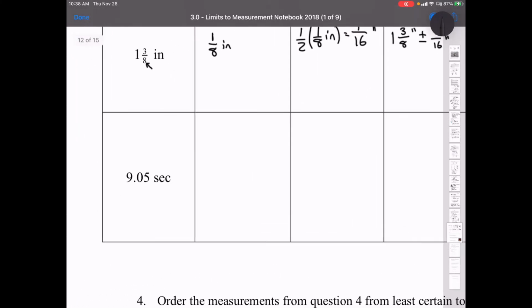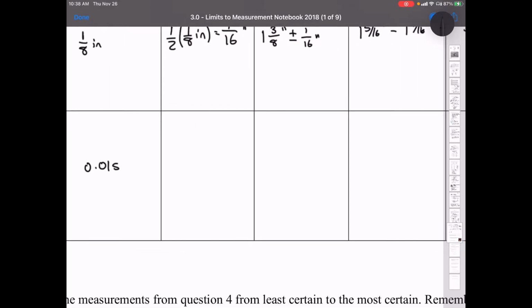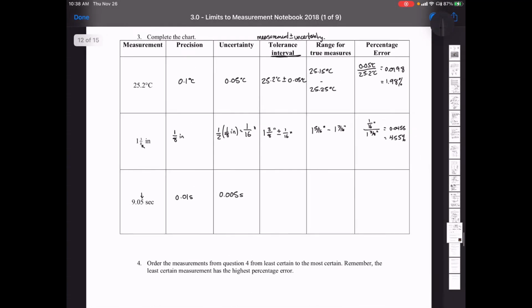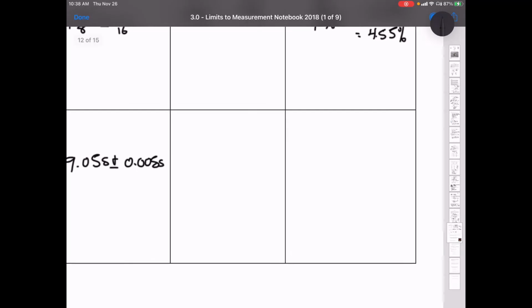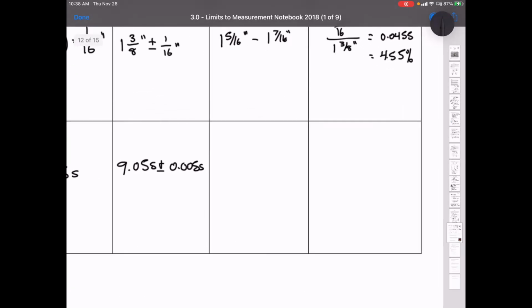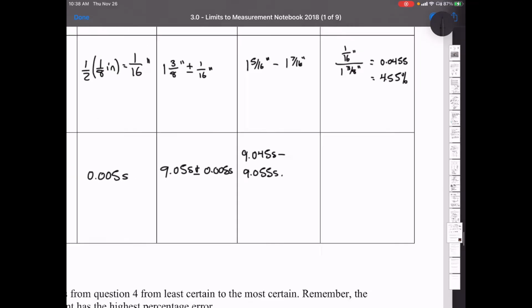Okay, lastly, 9.05 seconds. Right there we have our precision of 0.01 seconds, which means our uncertainty is 0.005 seconds, which means then that our tolerance interval would be 9.05 seconds plus or minus 0.005 seconds, like so. That makes our range, our minimum value would be 9.045 seconds, and our max would be 9.055 seconds, like so.